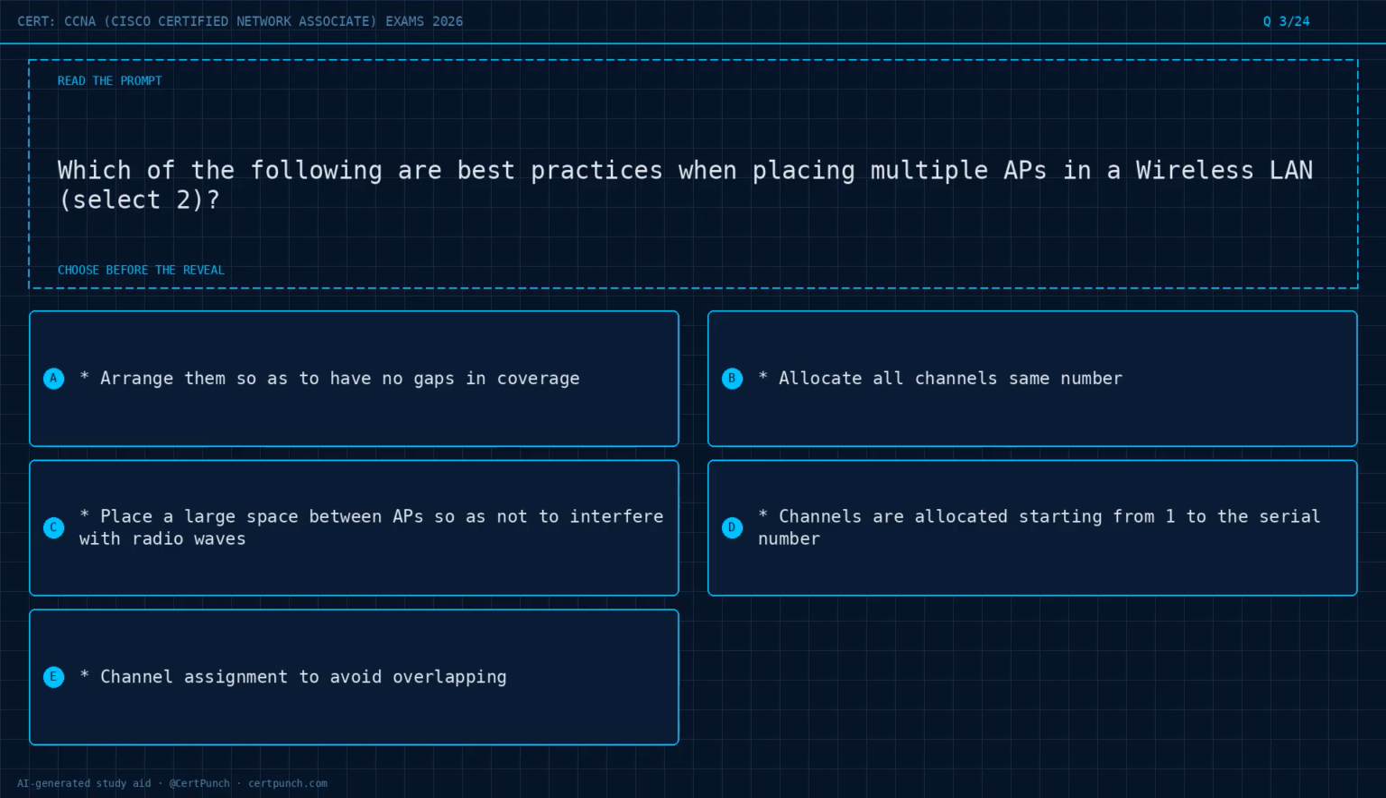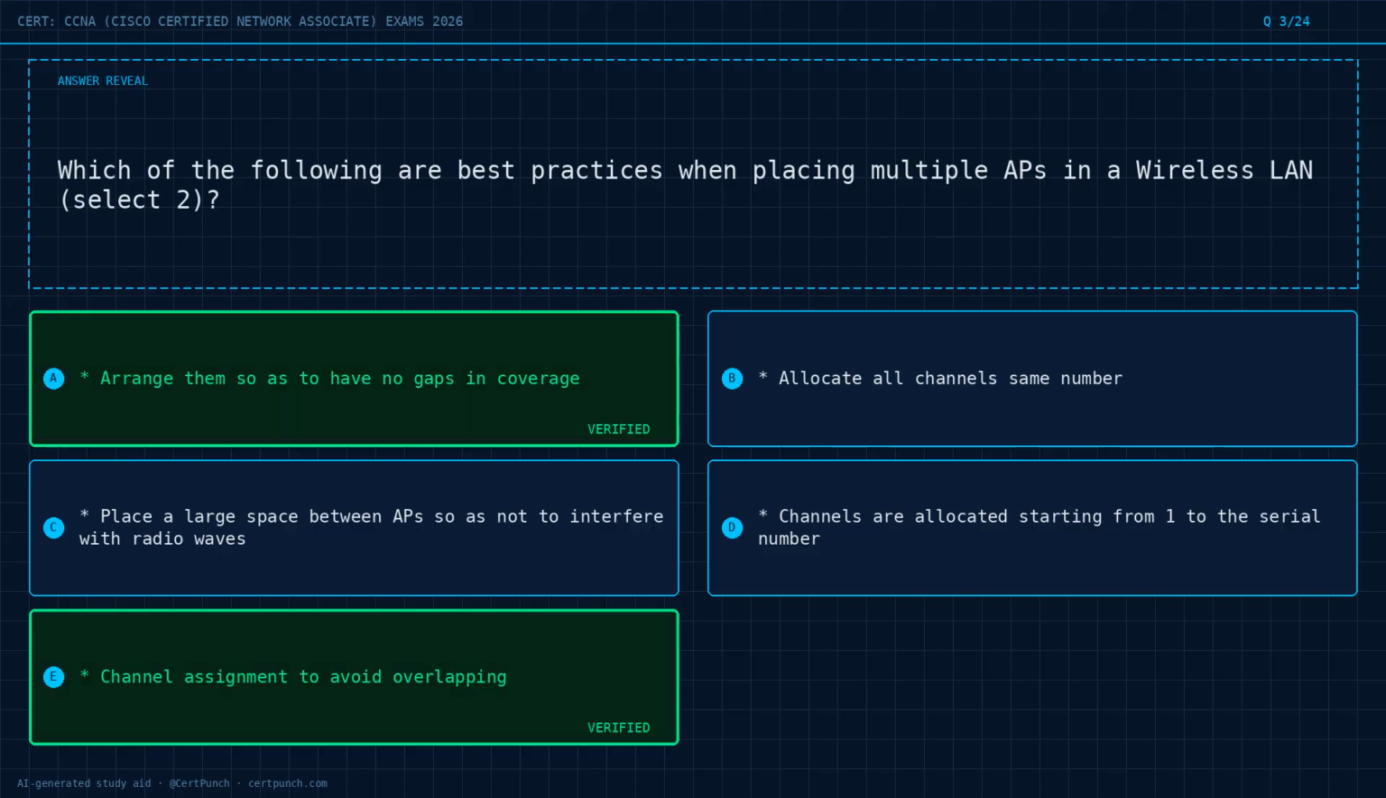Question 3 of 24. Which of the following are best practices when placing multiple APs in a wireless LAN? Select 2. Option A, arrange them so as to have no gaps in coverage. Option B, allocate all channels same number. Option C, place a large space between APs so as not to interfere with radio waves. Option D, channels are allocated starting from 1 to the serial number. Option E, channel assignment to avoid overlapping. Decide on the strongest option before the reveal. Stay with your gut.